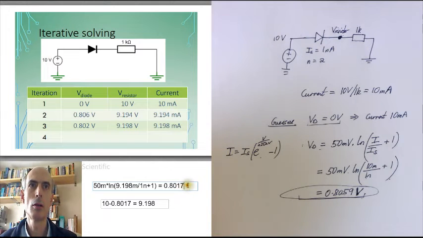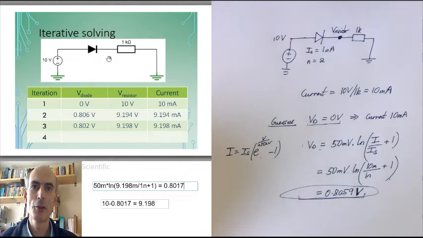Answer: 0.8017, which is exactly the same as it was. I've now got a consistent guess. The current being predicted by Ohm's law across this resistor, and the current being predicted by the Shockley equation through this diode are now the same. So I've got a solution, a consistent solution.